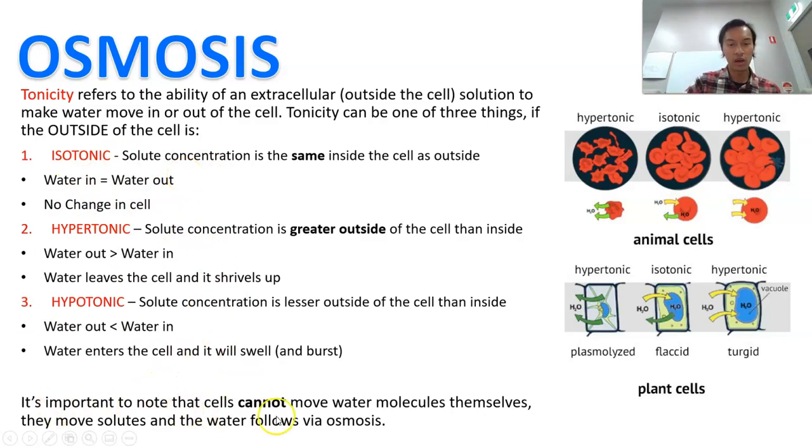It's important to note that cells actually cannot move water themselves, right? Cells don't actually have a way of moving water. Instead, what they actually do is they move the solute. They can pump solutes in and out of the cell, and the water follows that particular solute concentration, right? So, for example, if a cell is a bit flaccid, it's going to pump salt into the cell, and then the water is going to follow and then balance out that particular ratio. On the other hand, if it's turgid, you're going to get the opposite effect occurring.